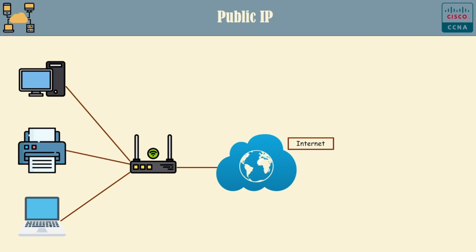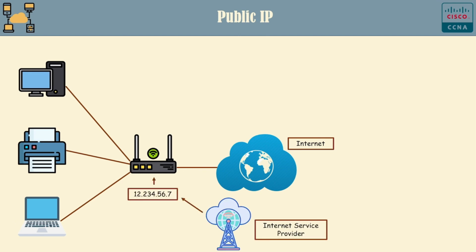When it comes to public IP, when you subscribe to an internet service from the Internet Service Provider, they are going to assign an IP address to your home router. This is called public IP. Each public IP address is unique and allocated by the network operator or Internet Service Provider.